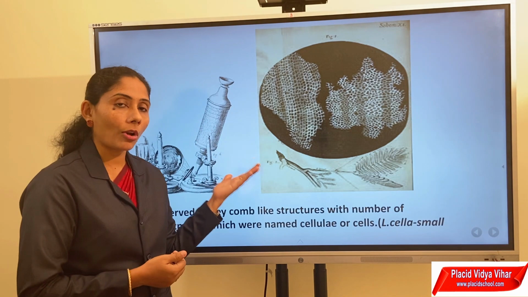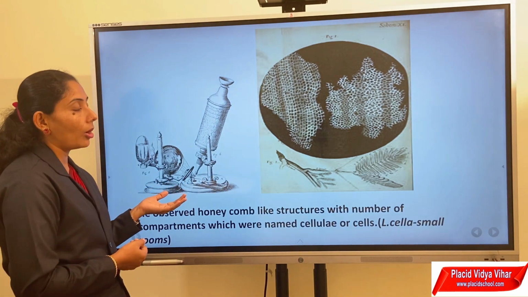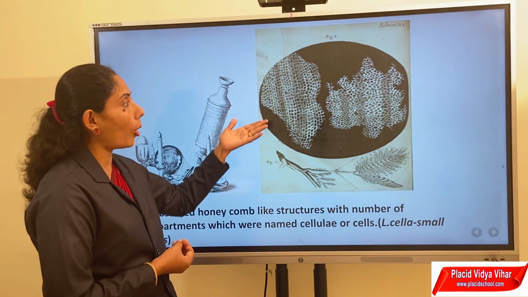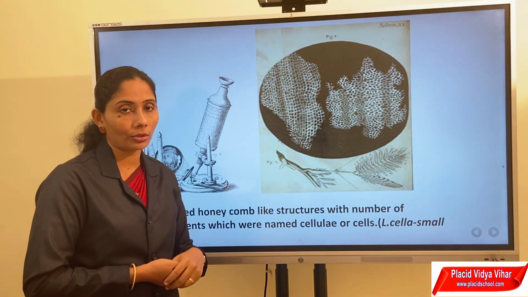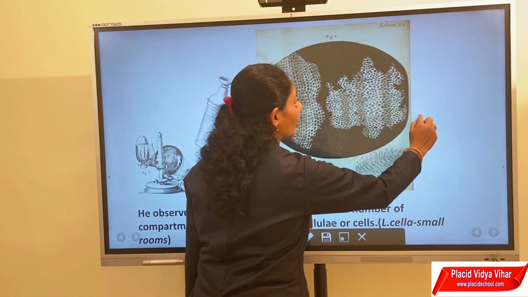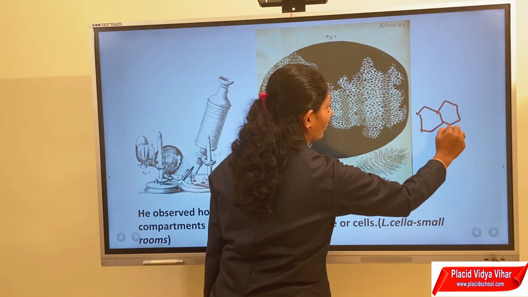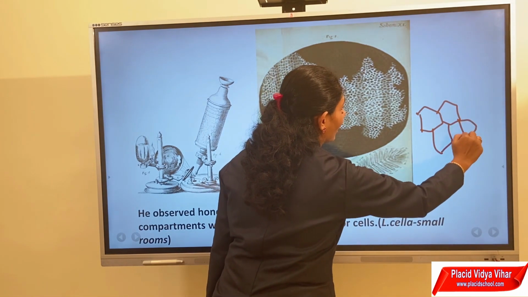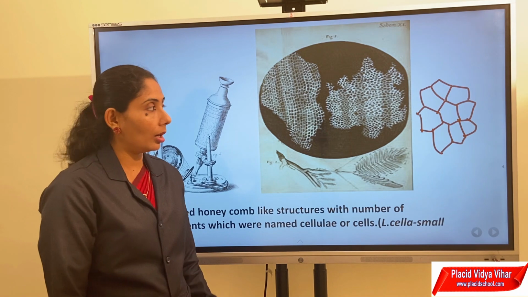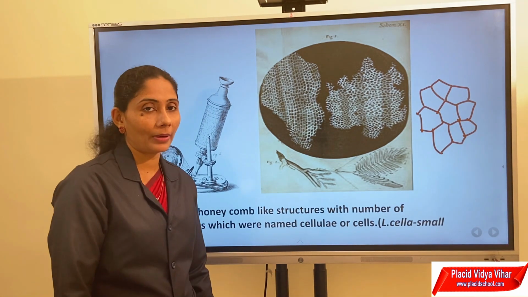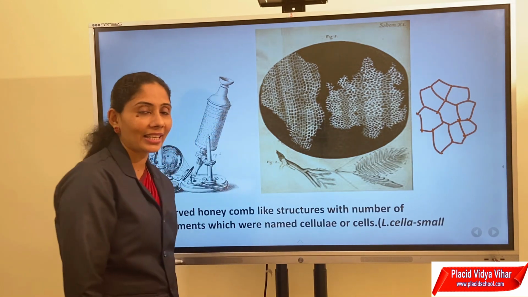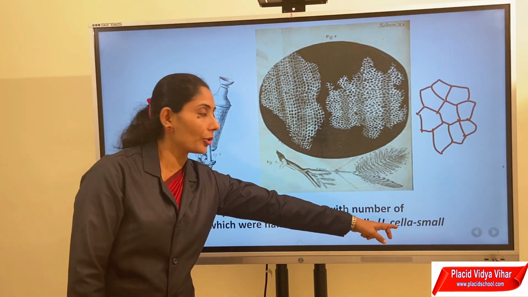Robert Hooke, using a microscope, took thin sections of this cork, actually plant cells, and observed a honeycomb-like structure under the microscope. You can see the honeycomb-like structures. He observed small compartments under the microscope, which he said were somewhat similar to the places where monks live, or where prisoners live, and he gave the term cell to these small compartments, which has been derived from the Latin term cella, which means small rooms.